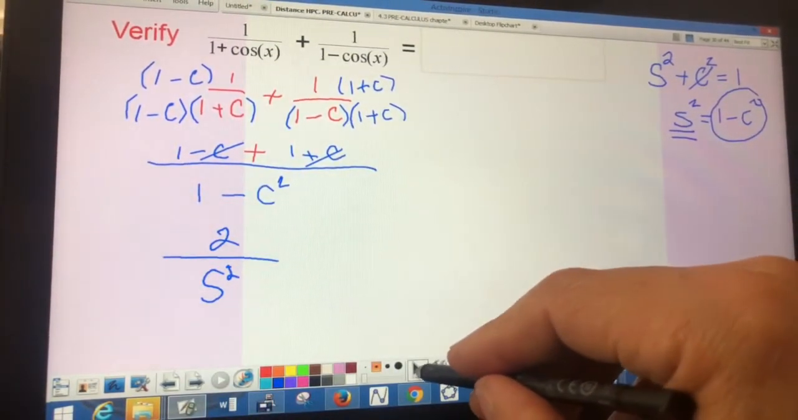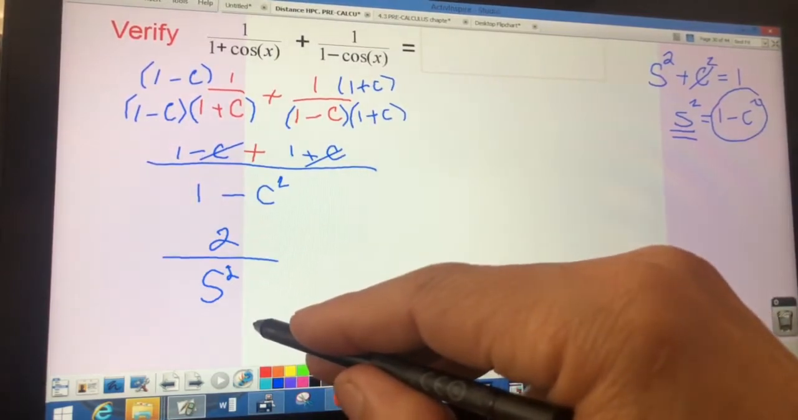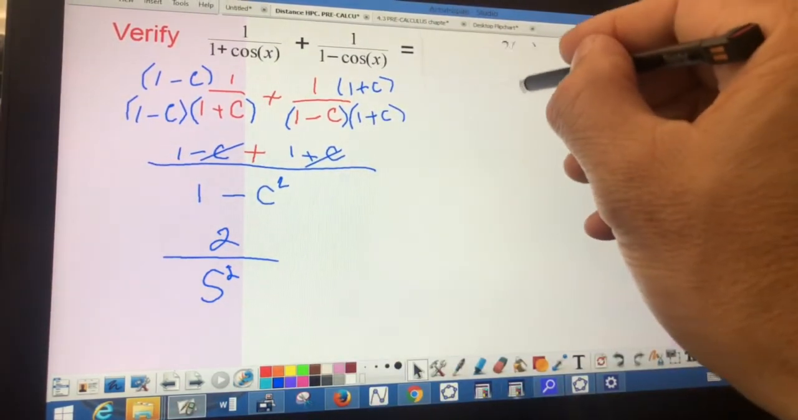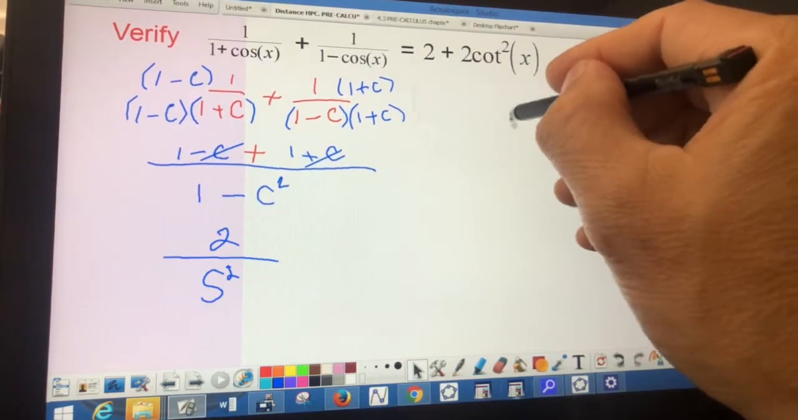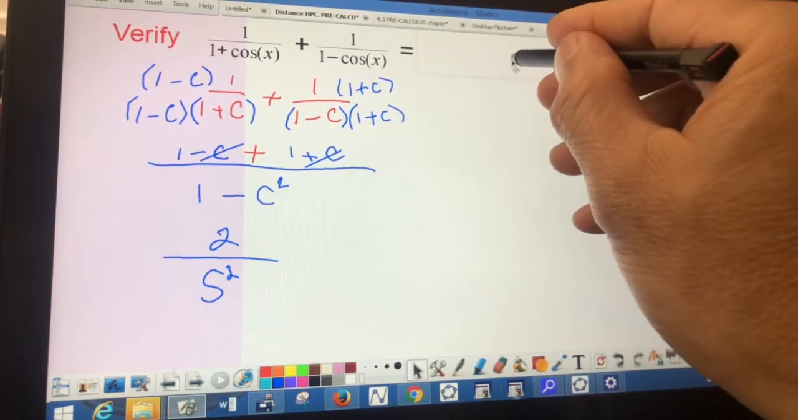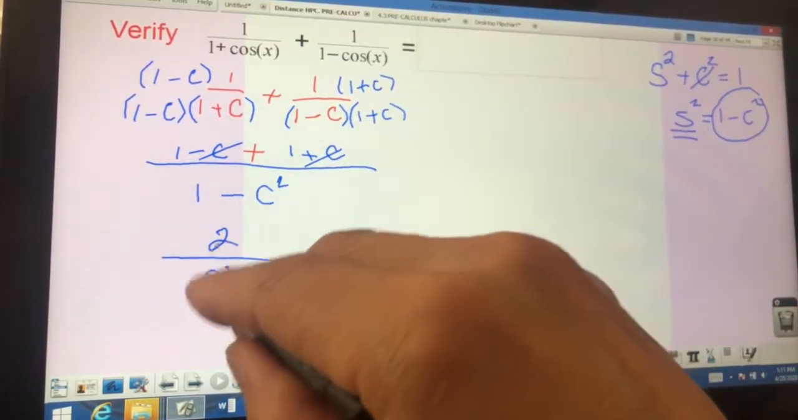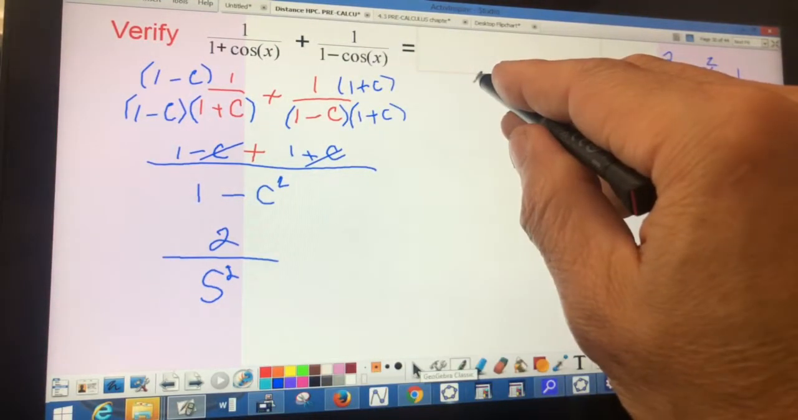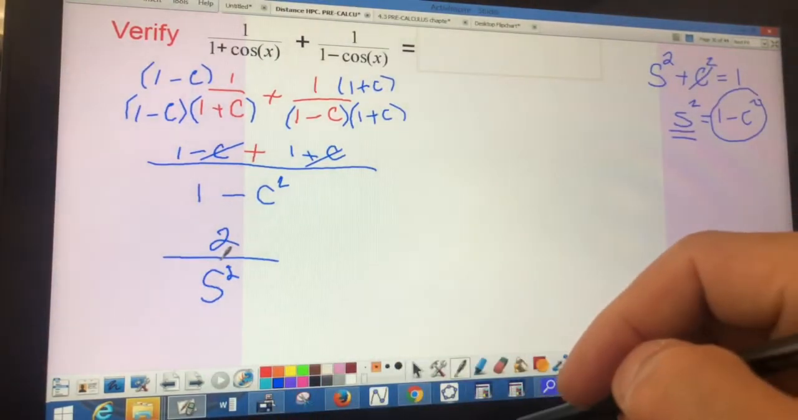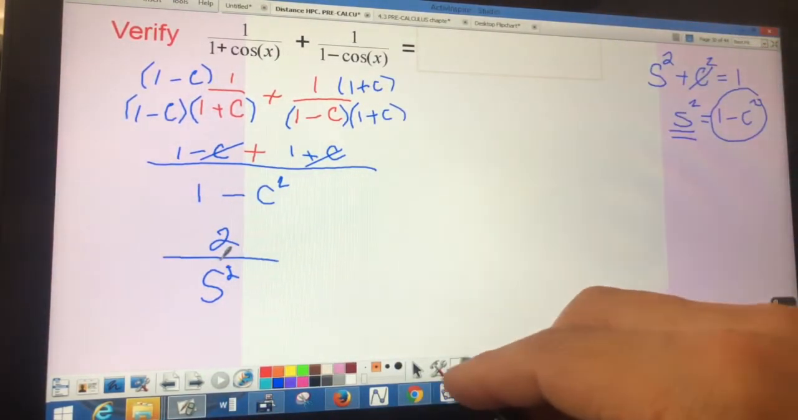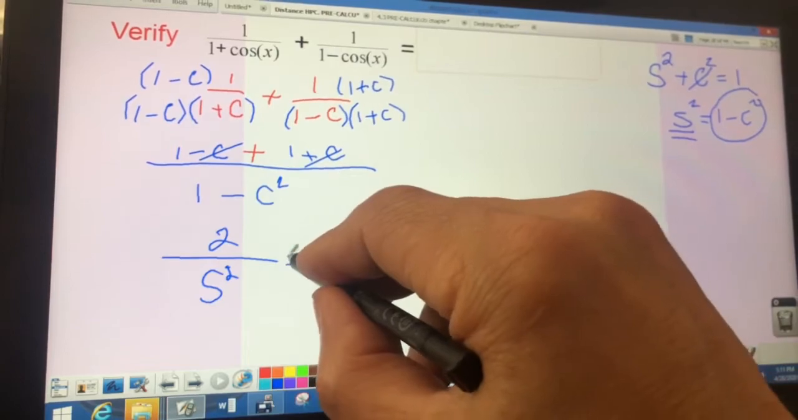If they said simplified, I'm going to be done with this. But this problem says I have to verify. I have to make it look like that. They don't look the same, so I'm not happy. What I'll do next is try to convince myself that this part here is the same as that part. This whole fraction is the same as no fraction, which is kind of weird, but you can think like this.